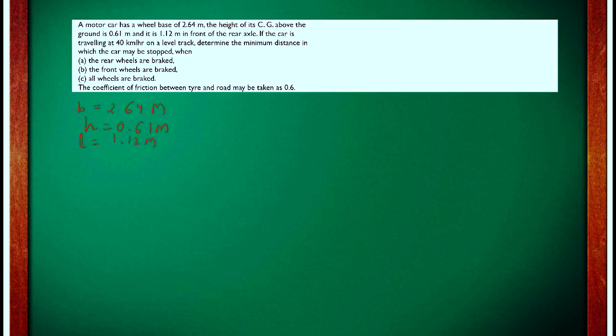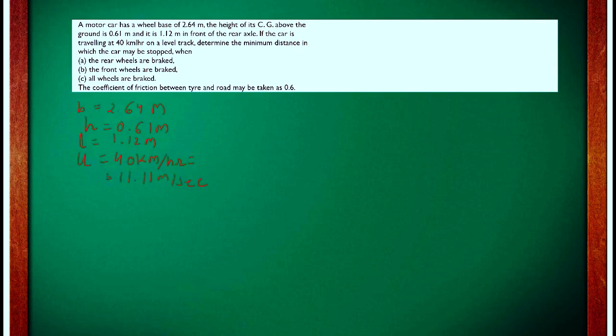The car is traveling at 40 kilometers per hour. Here the symbol for this is u, which is 40 kilometers per hour, which we have to convert into meters per second. So 40 kilometers per hour in meters per second is 11.11 meters per second. And it is on a level track, so the angle made with the surface is going to be zero.